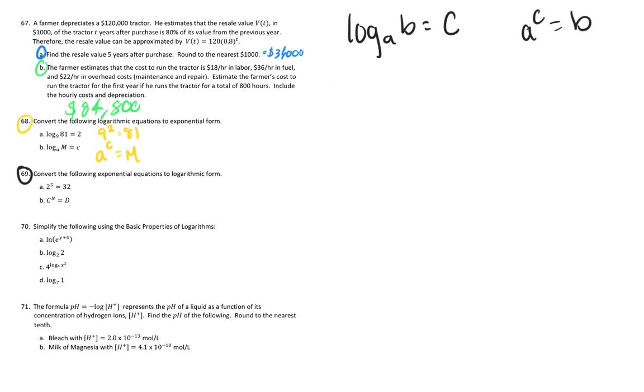Okay, so for this next one, we're really just going backwards. Instead of having our log form, we have our exponential form, and we want to make it a log form. So we have 2 to the 5th is equal to 32. For this, we would have log base 2 of 32 is equal to 5.